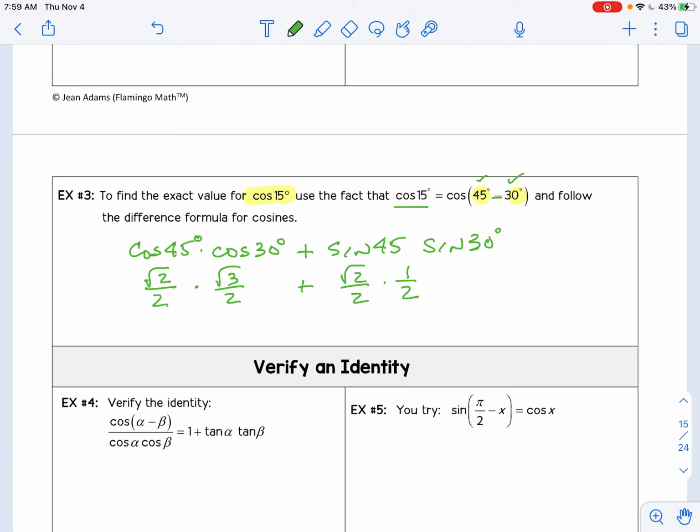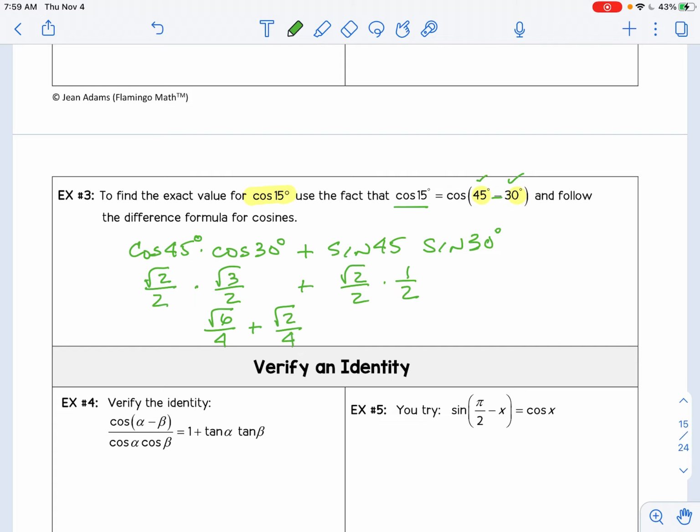So I don't know if you remember, but this right here would give me root 6 over 2 plus root 2 over 2. Oh, no, root 2 over 4. Sorry, these are 4s. My bad. Root 6 over 4, because we multiply the denominators, of course, over this over 4.